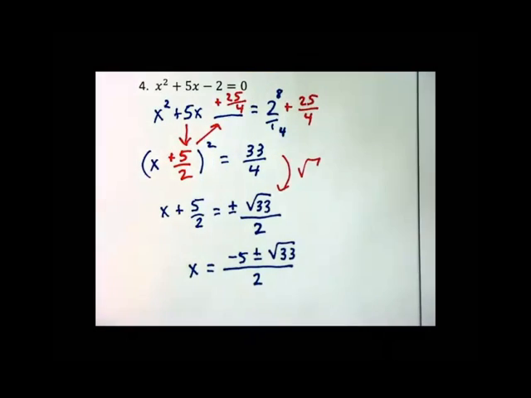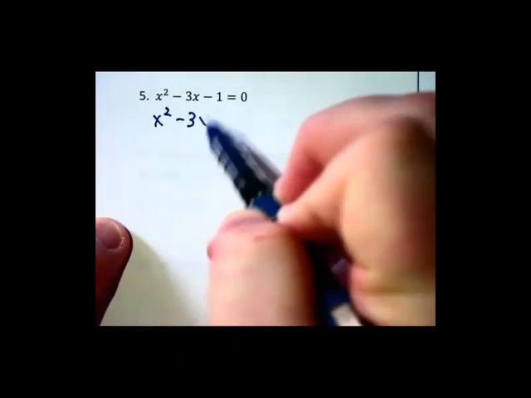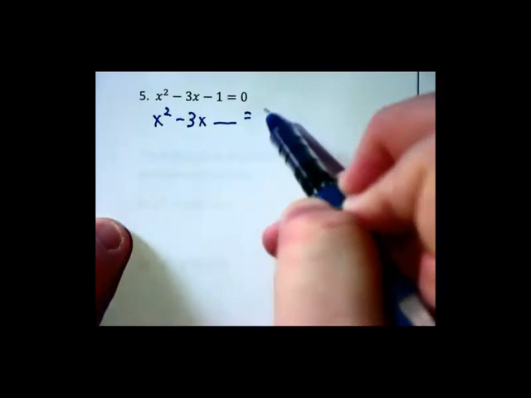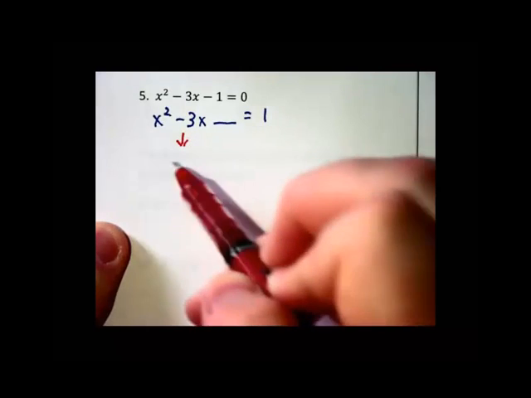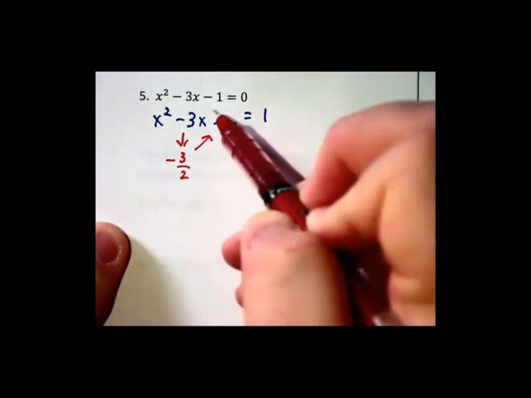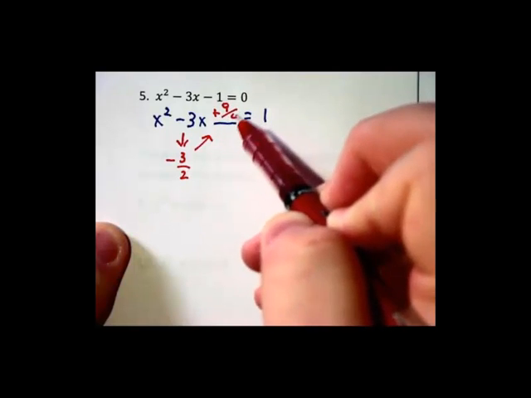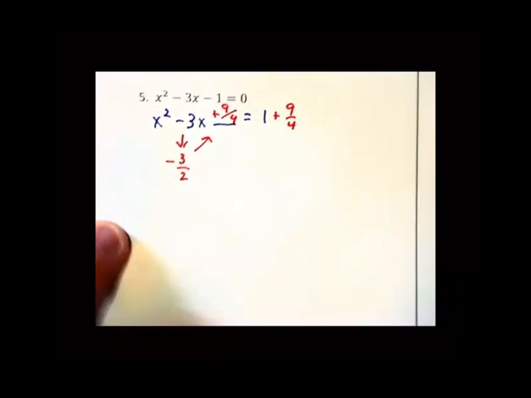Okay, let's do another one where there's an odd number in the center of the problem. We notice it doesn't factor. We then rewrite it with the blank in the middle. There is no leading coefficient to divide off, so we cut the coefficient in front of x in half to give us negative 3 halves. We square that to positive 9 fourths, and we add 9 fourths to the right side of the equation also to keep the balance within the equation.